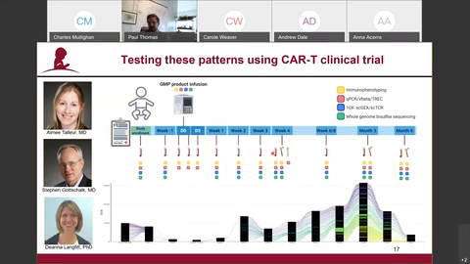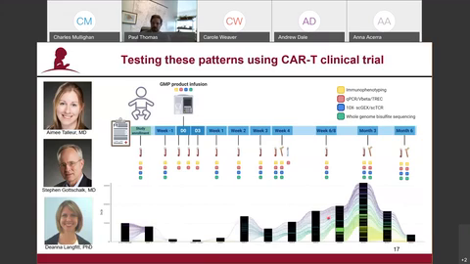And one of the questions we've been asking is, if we look in the GMP product, the product of the transduced T cells that's going to go into the patient, can we predict which cells are going to expand and which cells are not going to expand or even survive in the patient? And so using the TCR as a barcode, we can track these lineages across multiple time points prior to CAR generation and after infusion into the patient.